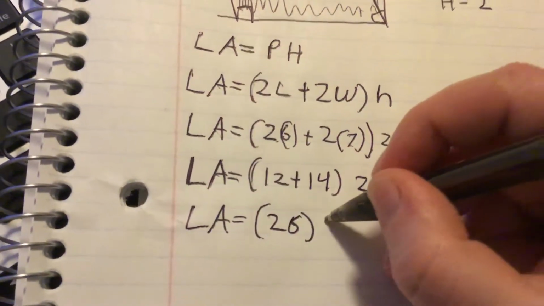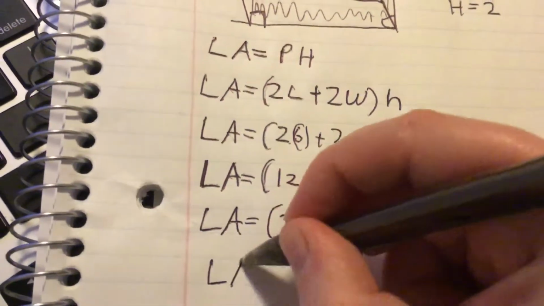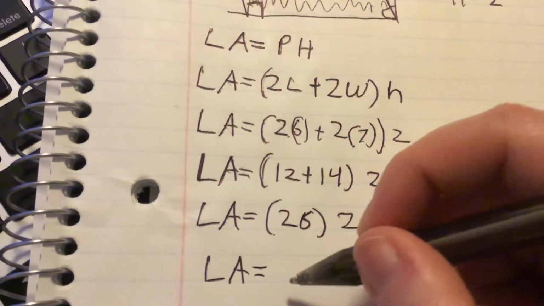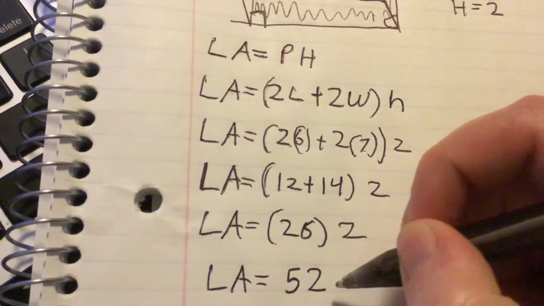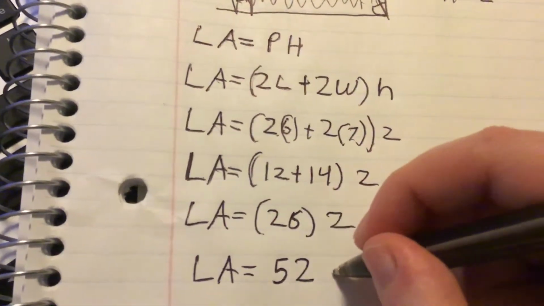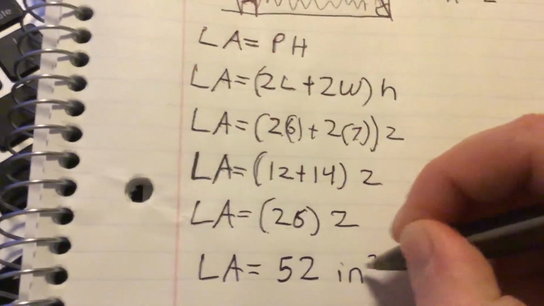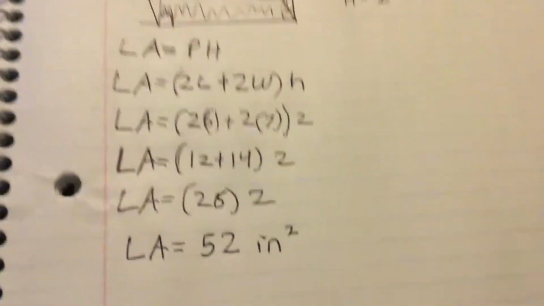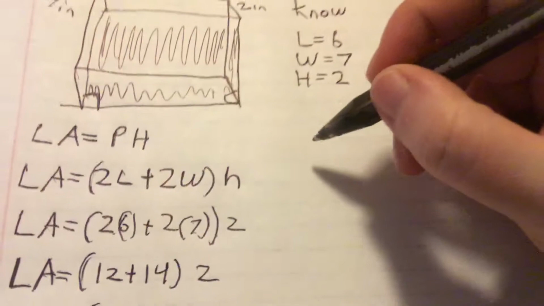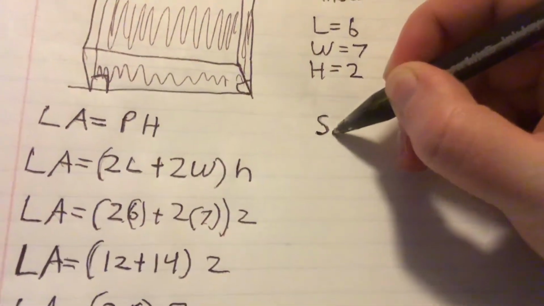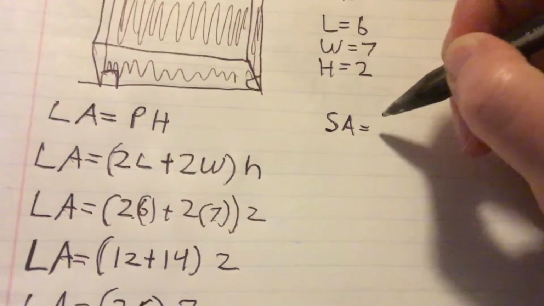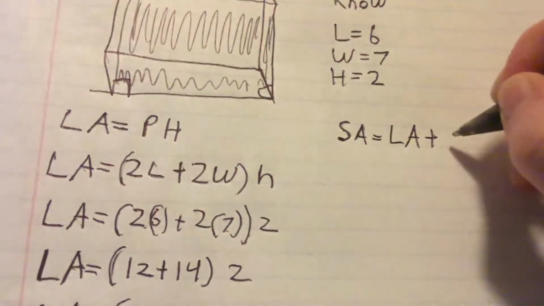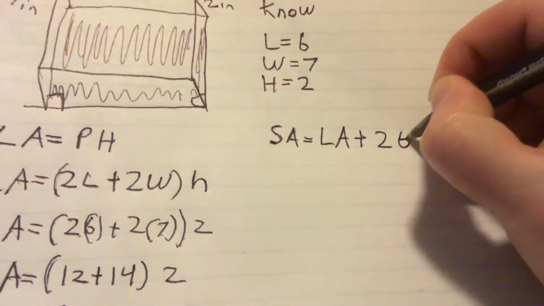Ignore my really bad 6. There's a 2. So now we're going to find the lateral area, which is 52. And that is in inches squared, I believe. So that is how you find the lateral area of that shape. Now we're going to move on to surface area. Your formula for surface area is SA for surface area equals lateral area plus 2 times the base.